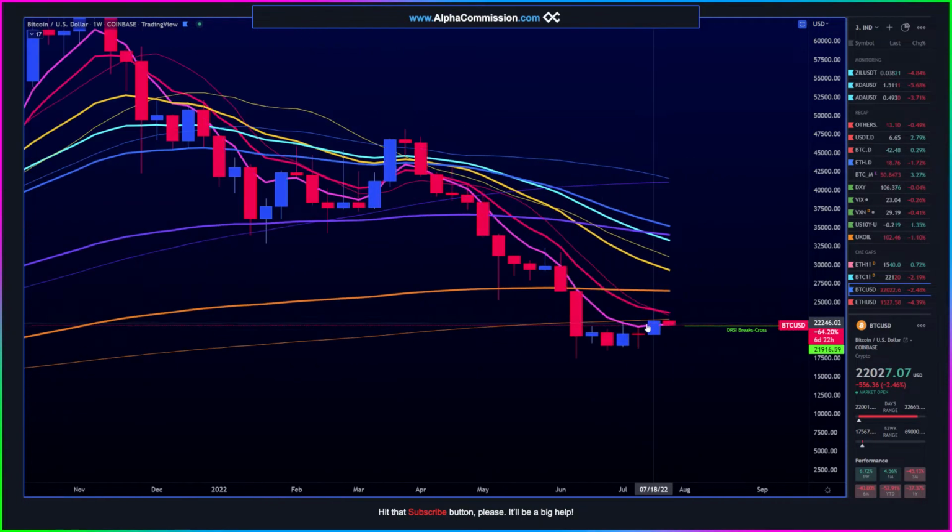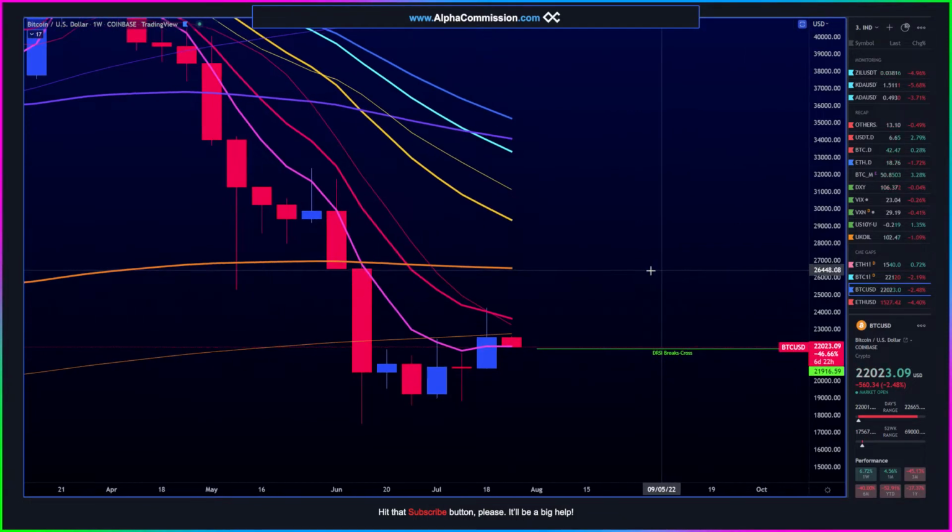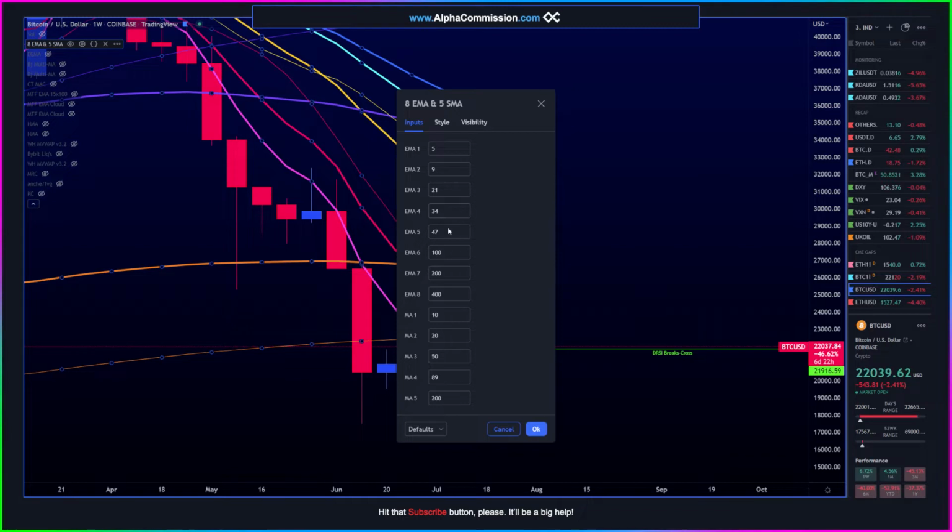If you don't know what I'm talking about, EMA is the exponential moving average, and MA is just regular moving average. So the EMAs respond a little bit faster. I like using the 9 EMA. A lot of people use the 10 EMA. You can go ahead and just look at my settings for EMAs right here.